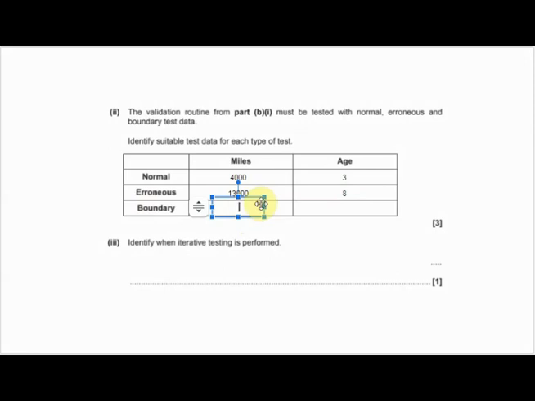On the boundary, it's still within the miles. And so I'm going to say 9,999, because that absolutely is the boundary. It's got to be fewer than 10,000, and that's the absolute boundary number for that. And then with age, the absolute boundary number was 5 for it still to be valid. And that would be your suitable test data to check if your system is in fact working.